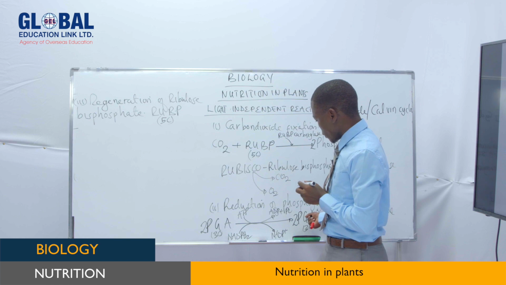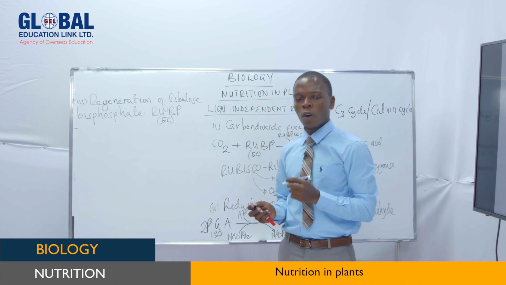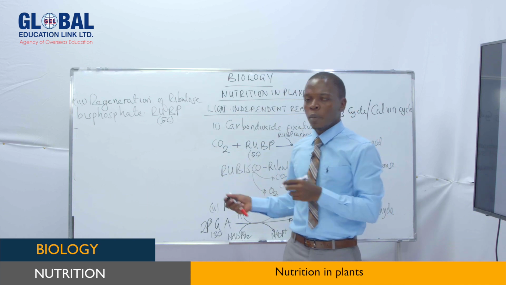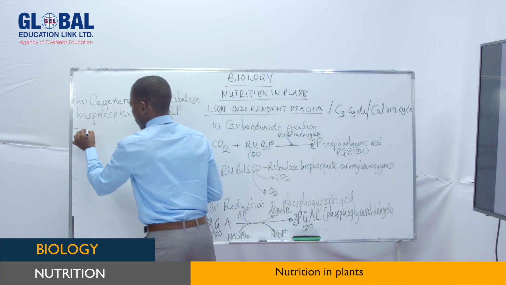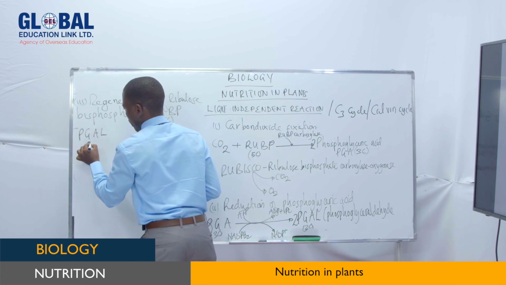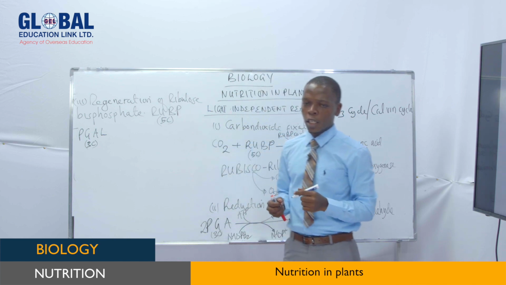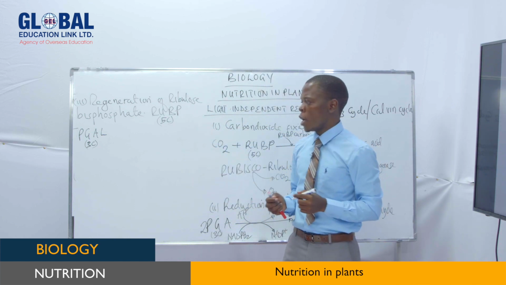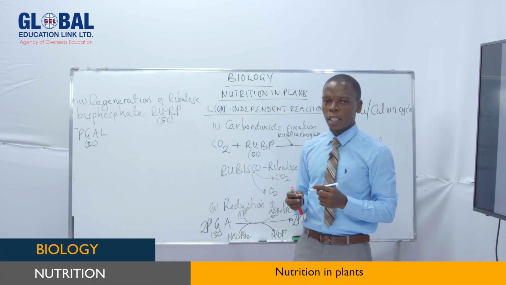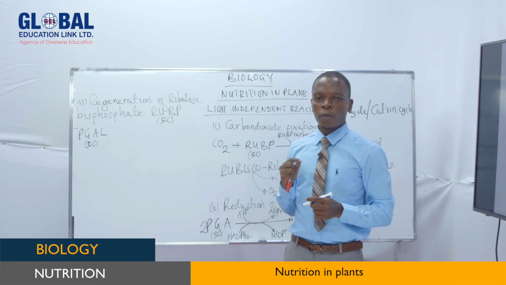Therefore, PGAL, phosphoglyceraldehyde, again, there is a rearrangement of carbon atoms between sugar phosphates. This PGAL, as you have said, is a 3-carbon compound. As we have said, in regeneration, what happens here is rearrangement of carbon atoms. Therefore, phosphoglyceraldehyde is converted into a 5-carbon compound known as ribulose bisphosphate.